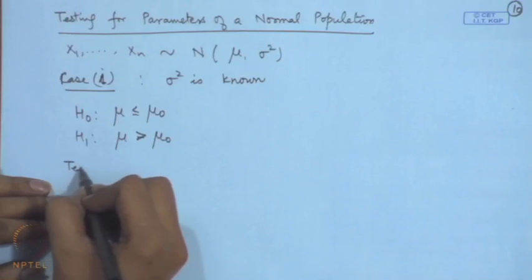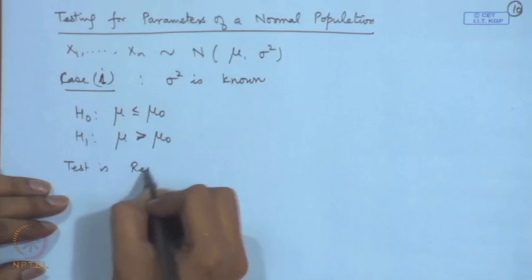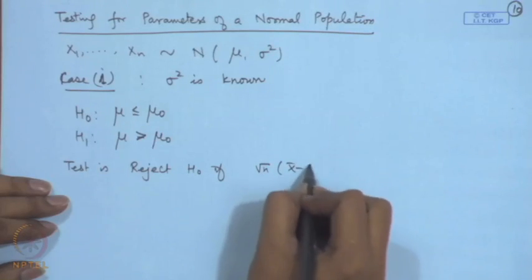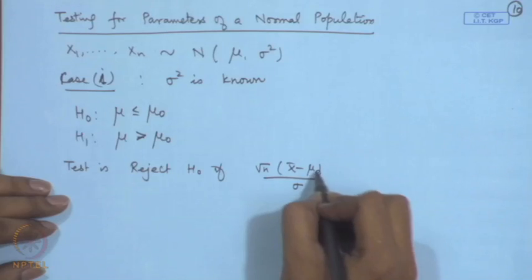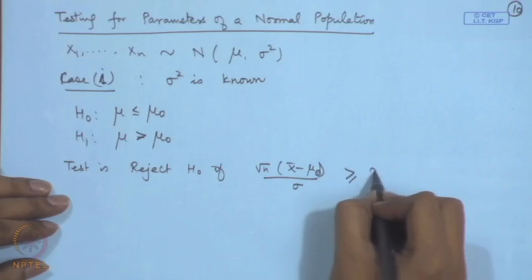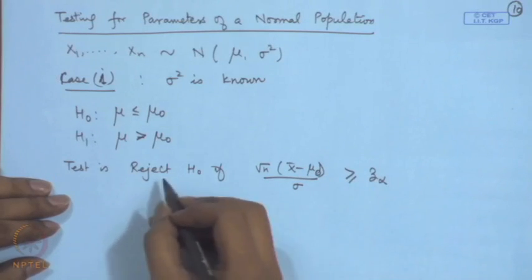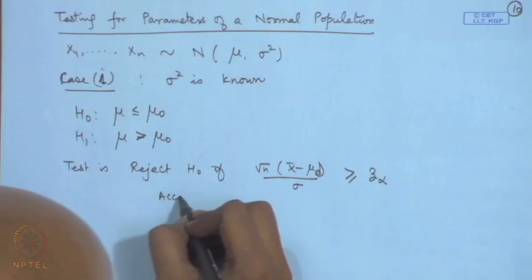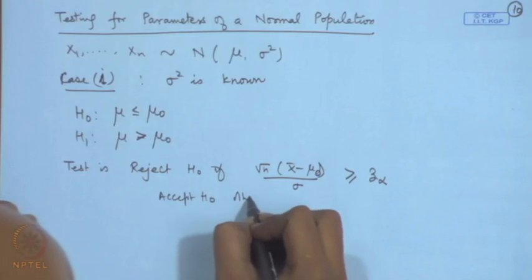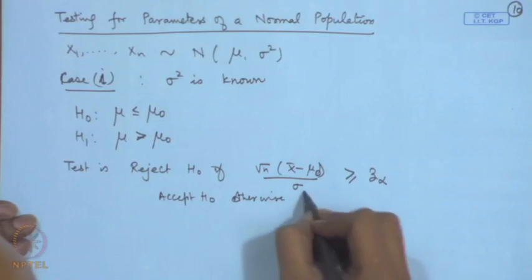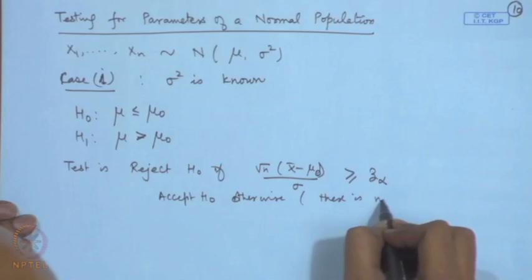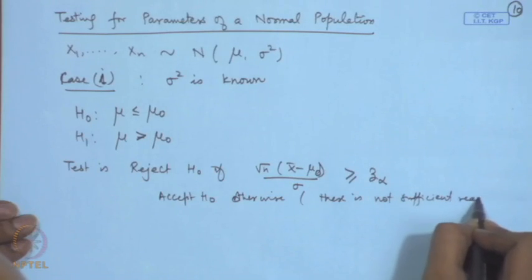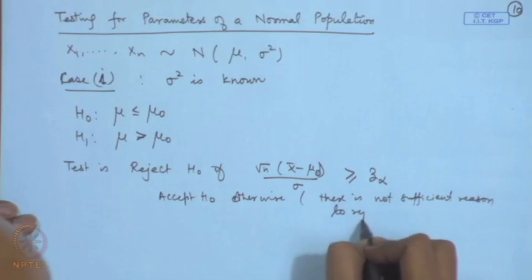Here the test is then: reject h naught if root n times x bar minus mu naught by sigma is greater than or equal to z alpha. The complementary region will become the acceptance region, accept h naught otherwise, or you can say that there is not sufficient reason to reject h naught.